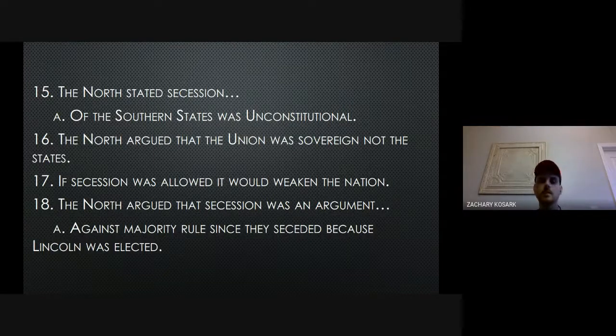So the North argued that secession was an argument against majority rule, since basically they just said Lincoln was elected and then the South seceded. Basically what you're doing is being a sore loser. You are going against what the majority of people in the United States wanted, and that's unconstitutional. So you're going against those founding ideas of majority rule.